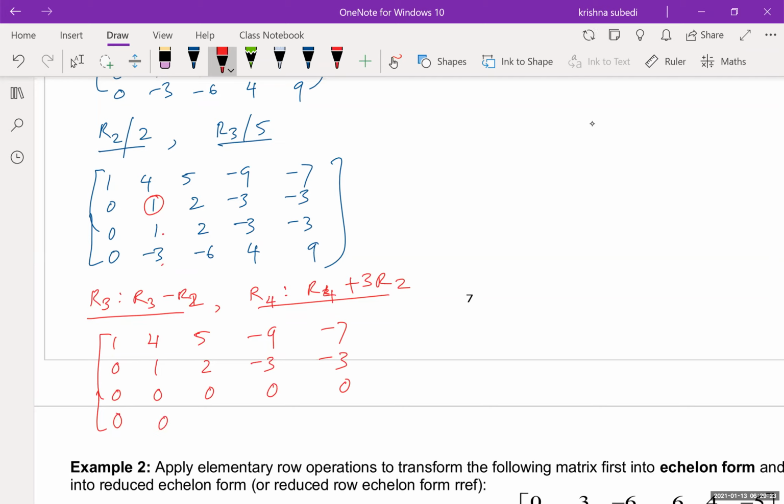0, 0, 0, 0, minus 5, 0. Is that right? Yes, sir.